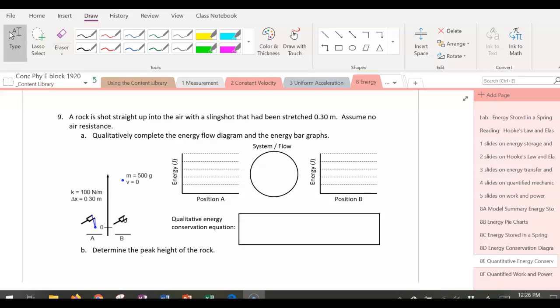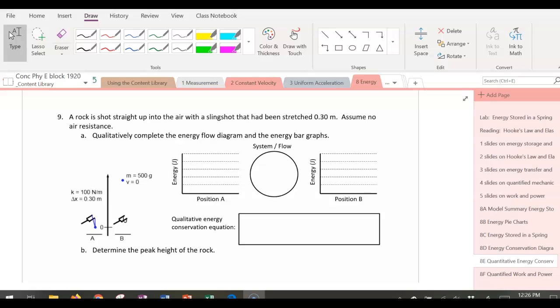This webcast looks at Worksheet 8E, Problems 9 and 10. Let's start with Problem 9. Here we have a situation where we're going to use an energy conservation diagram, and we're going to calculate the amounts of energies to come up with a specific answer.